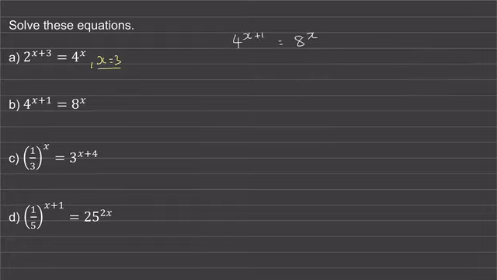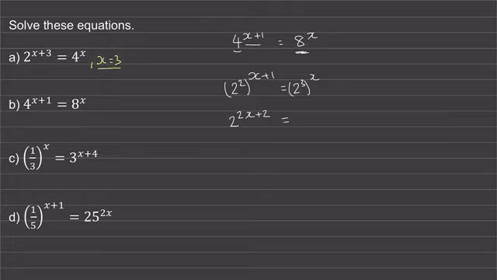Okay, so welcome back if you had a go. So the first thing we need to do is to write the bases 4 and 8 with the same base, and they can both be written with 2 raised to a power. So this 4 is the same as 2 squared, which we're raising to a power of x plus 1. And this 8 is 2 cubed, which we're raising to a power of x. And again, we can use the power rule where we multiply the 2 by the x plus 1. So we have 2 to the power of 2x plus 2.